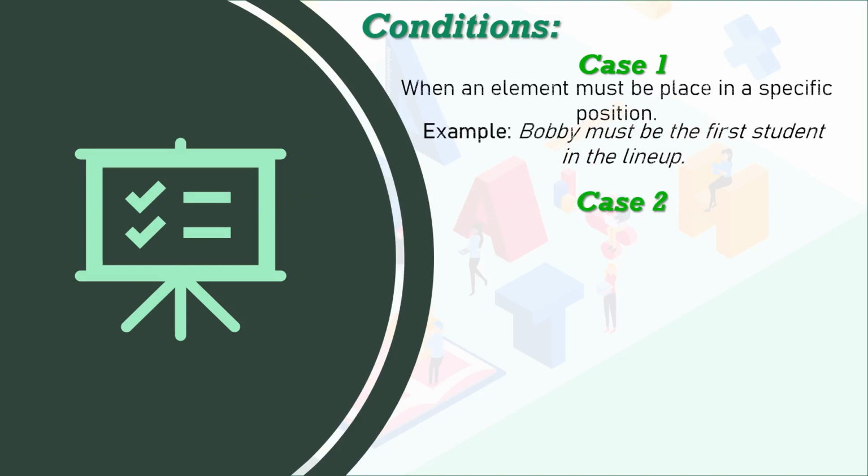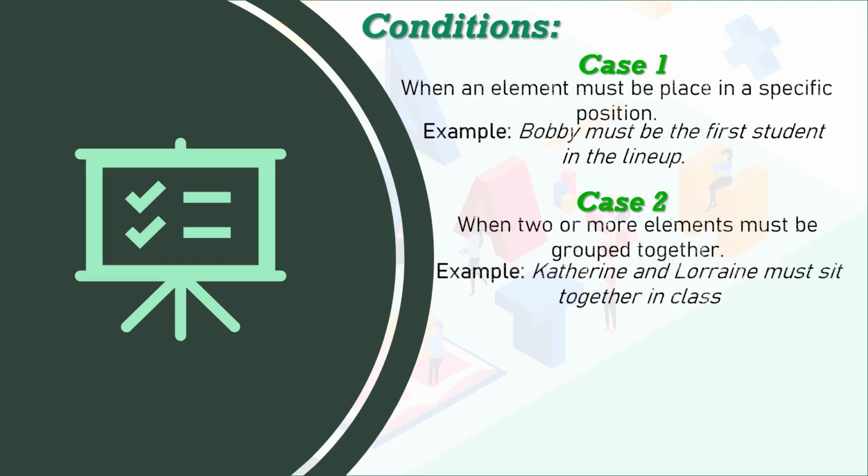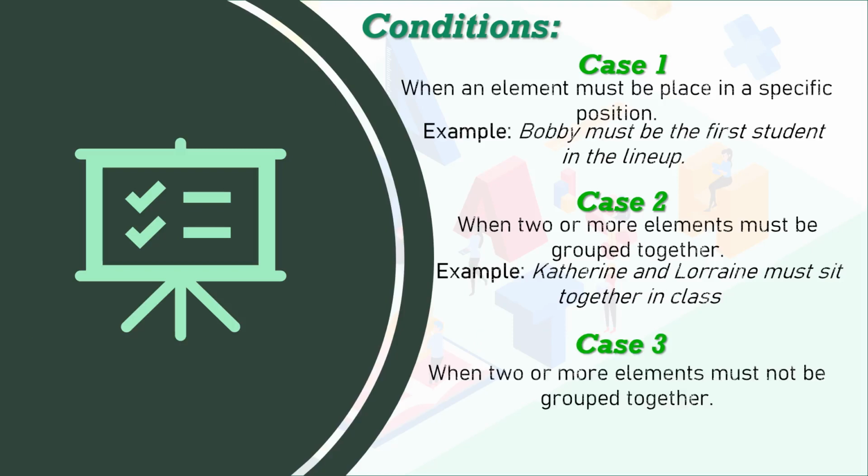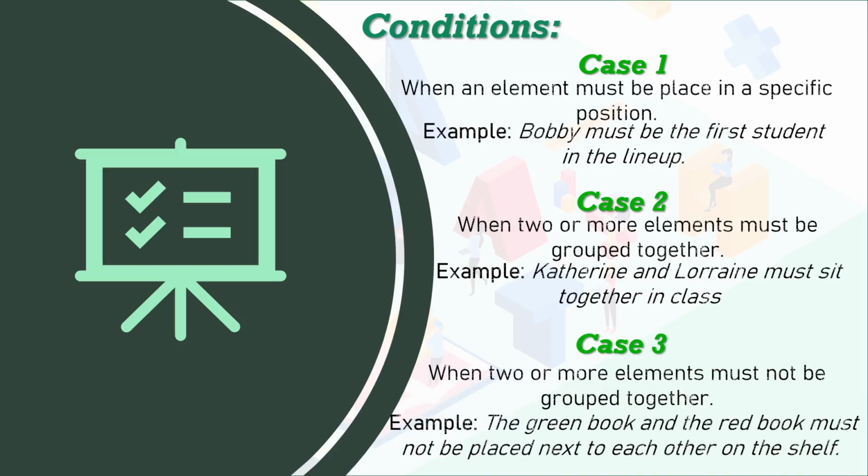Case number 2, when 2 or more elements must be grouped together. For example, Catherine and Lorraine must sit together in the class. Case number 3, when 2 or more elements must not be grouped together. For example, the green book and the red book must not be placed next to each other on the shelf.